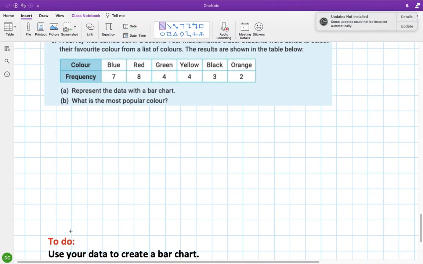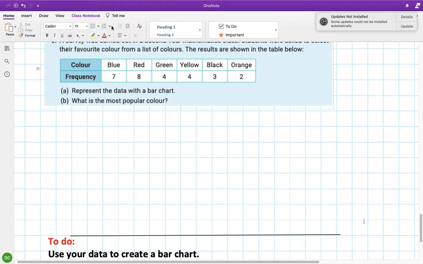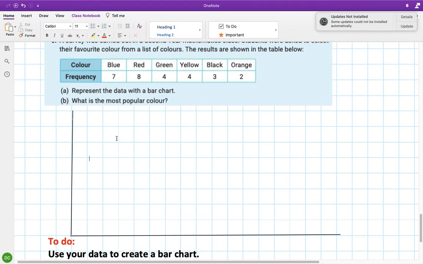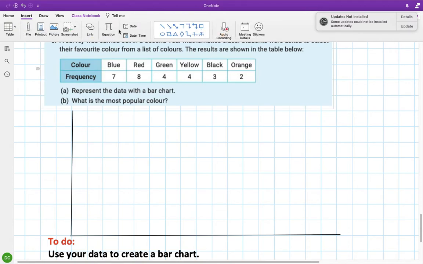So you need your line. I'm going to go as low as I possibly can here, so I'm going to go down here. You need your line across the bottom, and then you need your line up the side. The biggest number is 8. I have 8 boxes: 1, 2, 3, 4, 5, 6. Just about. So I just about have my 8 boxes up here.